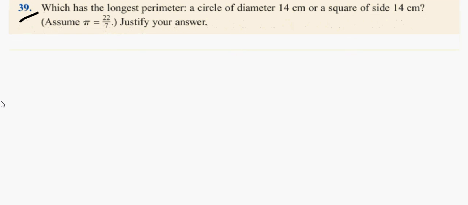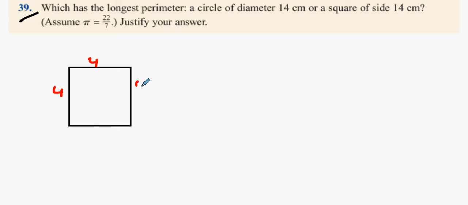Which has the longest perimeter? A circle of diameter 14 centimeters or a square of side 4 centimeters. Pretty handy. 4, 4, 4, and 4 gives me, oh, sorry, gives me what? 56.